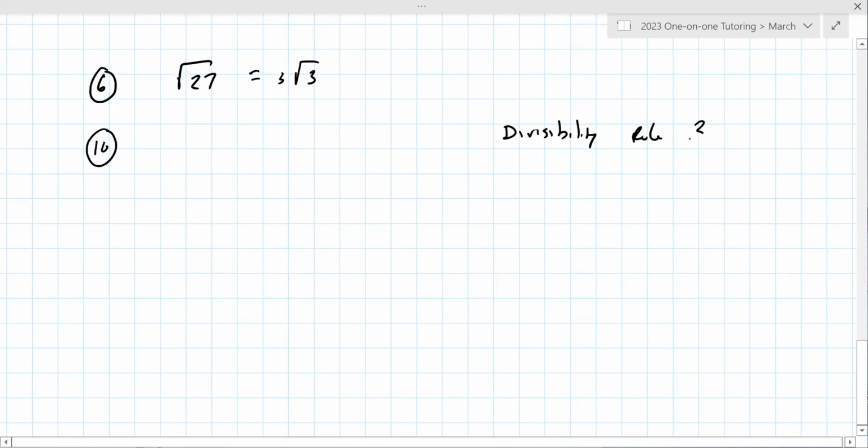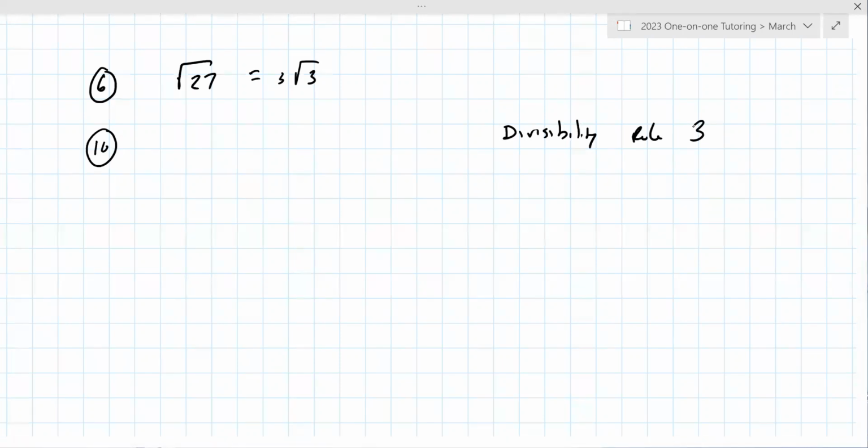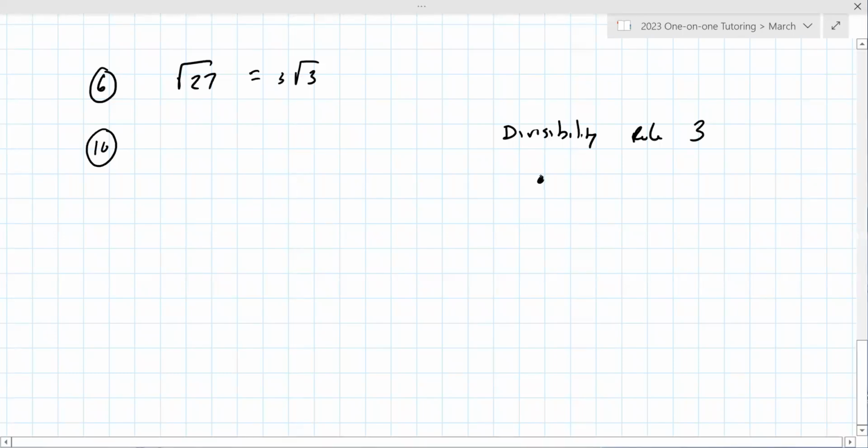Because the rule for 2 is straightforward. If it's even, it's divisible by 2. Do you remember the divisibility rule for 3? Did you ever hear that before? It's okay if you haven't, I'm just asking. I don't think so, no. All right, so you add up the digits.